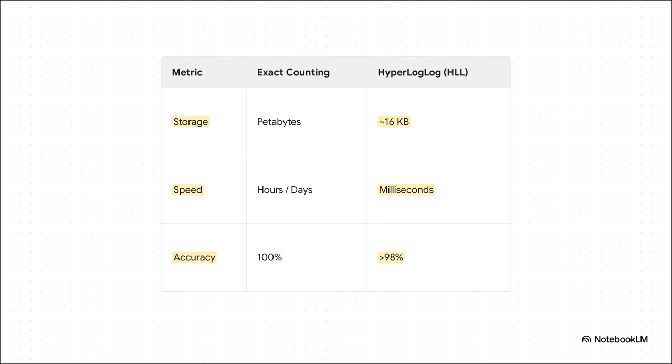And when you see the results of this clever trick side by side, it's just staggering. To do an exact count of 500 million views, you'd need petabytes of storage. HyperLogLog uses about 16 kilobytes. I mean, that's the difference between a giant data center and a file that's smaller than a single photo on your phone. And the speed? We're talking going from hours, maybe even days, down to a few milliseconds. It's not even a fair comparison.